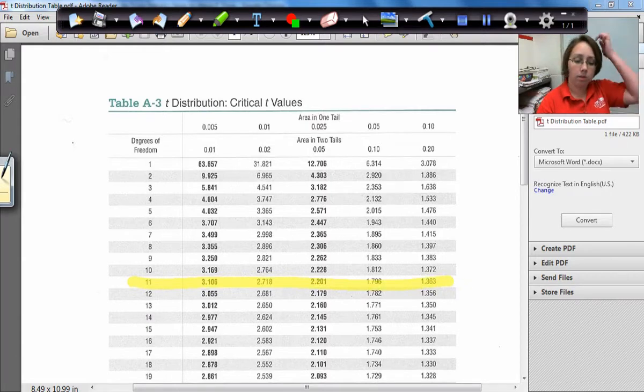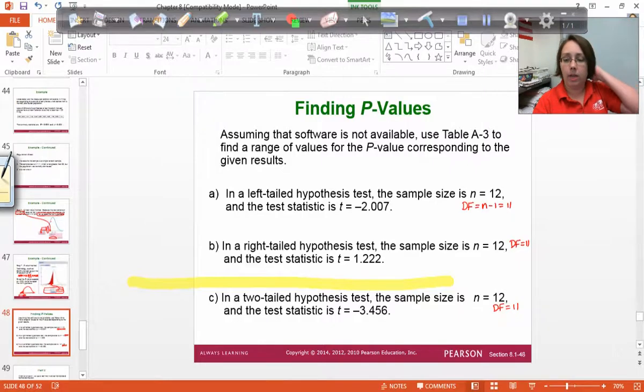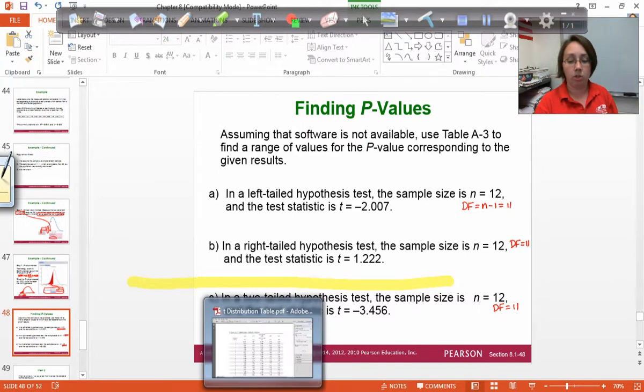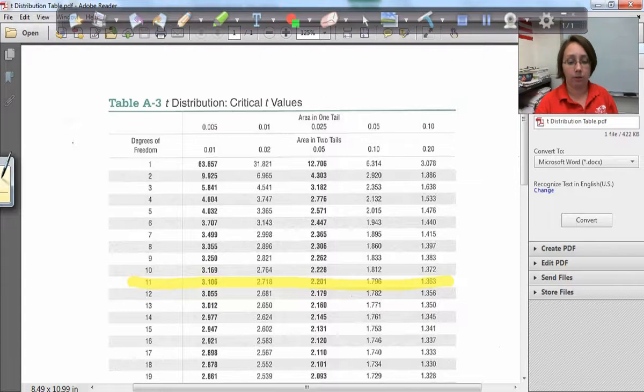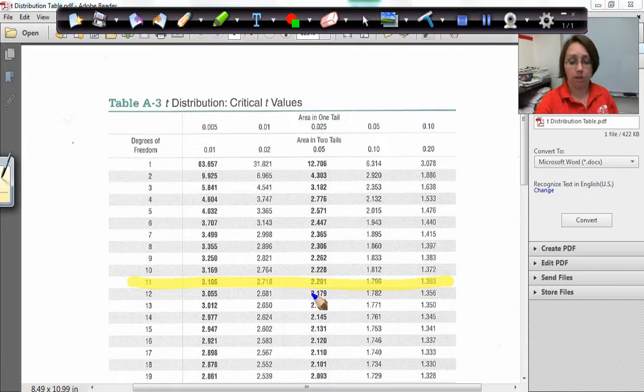Now, our first value is t equals negative 2.007. So I need to determine where that t value falls in this interval. First of all, you use the positive value. So where does 2.007 fall in here? It falls in between these two t-values.